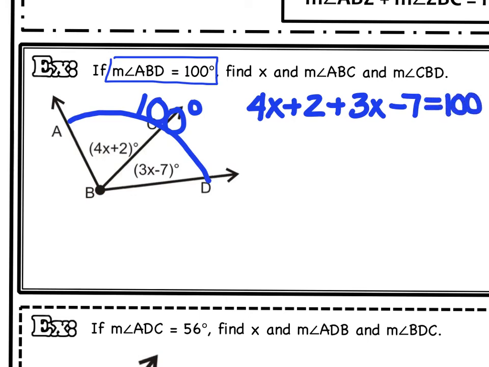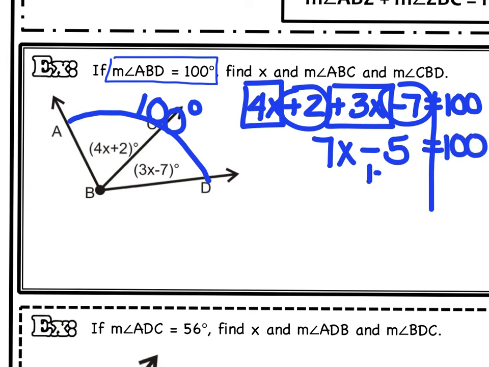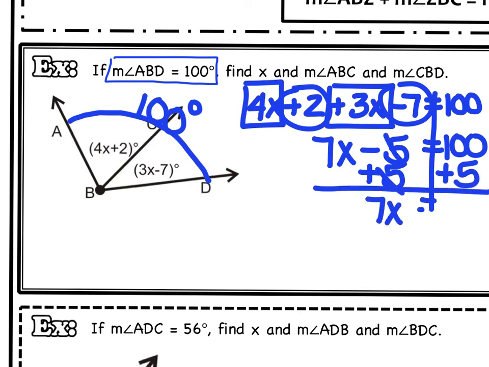Now, I'm going to solve this pretty quickly because we've already reviewed how to solve algebraic equations in this section. Combining my like terms on the left-hand side, 4x plus 3x is 7x, positive 2 minus 7 is negative 5, is equal to 100. I'm going to add 5, so I have 7x is equal to 105. Divide both sides by 7, so x ends up equaling 15.